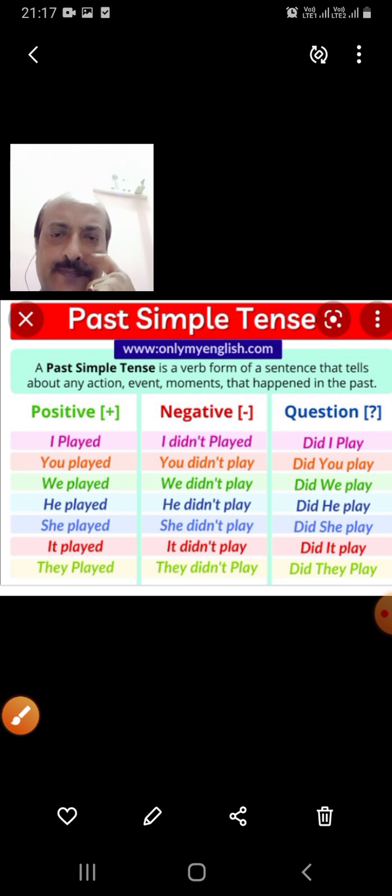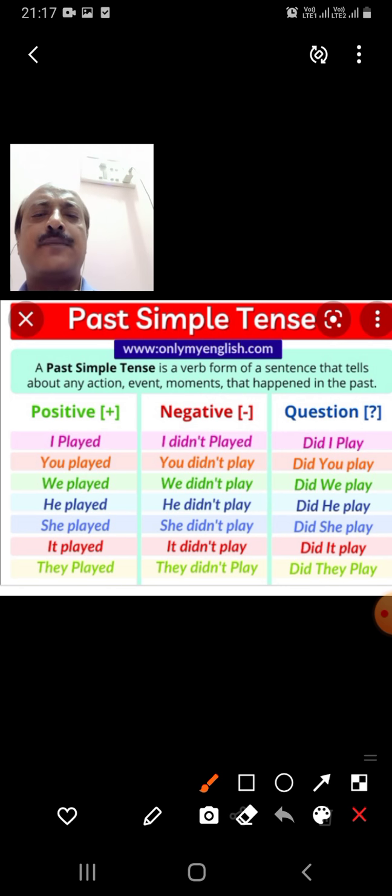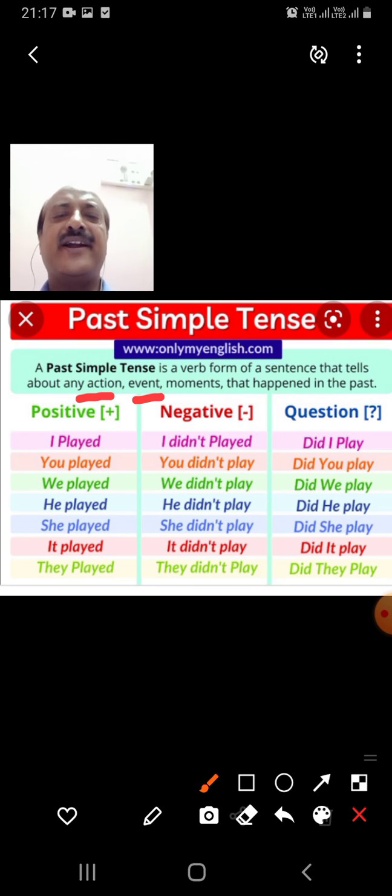Let us see some more examples. A past tense is a verb form of a sentence that tells about any action, event, or moments that happened in the past. That means whatever action we have done in the past, any function, incident, accident, or moment. So that happened in the past, that means before the present time.